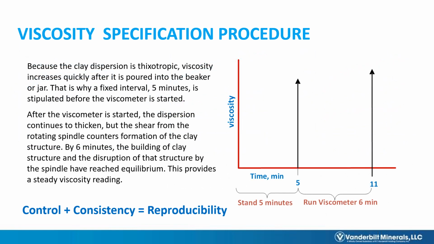Because the clay dispersion is thixotropic, viscosity increases quickly after it is poured into the beaker or jar. That is why a fixed interval, 5 minutes, is stipulated before the viscometer is started. After the viscometer is started, the dispersion continues to thicken, but the shear from the rotating spindle counters formation of the clay structure. By 6 minutes, the building of clay structure and the disruption of that structure by the spindle have reached equilibrium. This provides a steady viscosity reading.